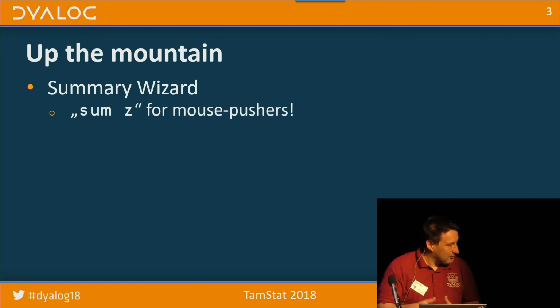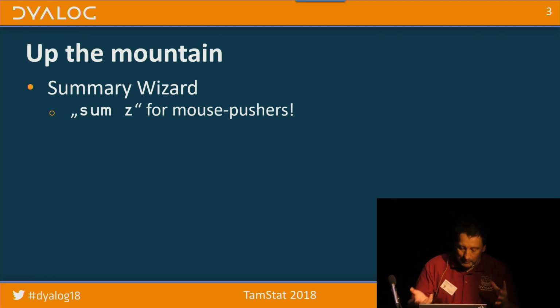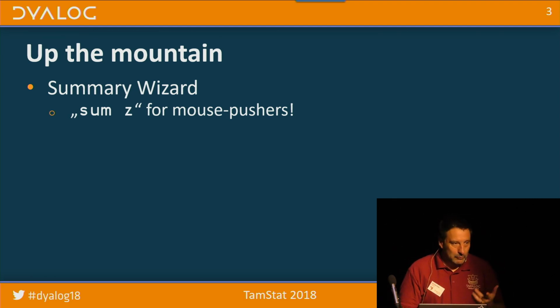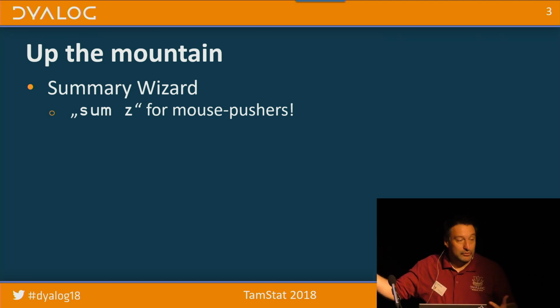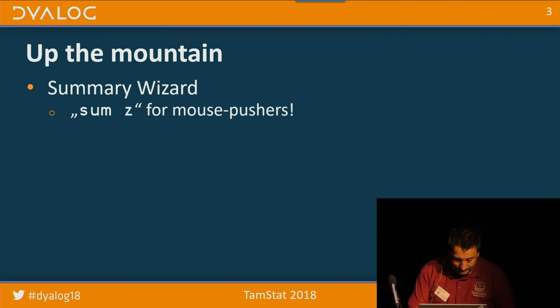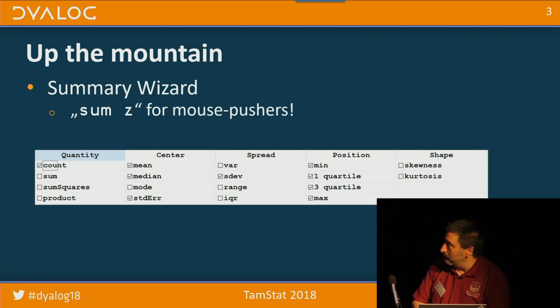So I had an introduction into TamStat, and I thought the easiest starting point would be the so-called summary wizard. Basically, what that does is the equivalent of sum S or sum reduction for mouse movers. The UI that Steve had implemented is a screen like that, where he offers various statistical functions categorized into different categories, and the user can select if he wants to apply them or not.